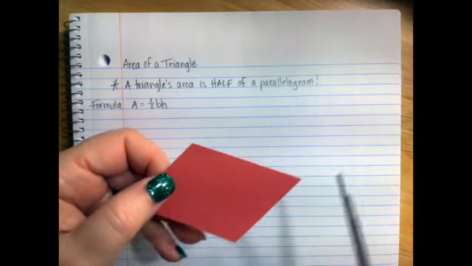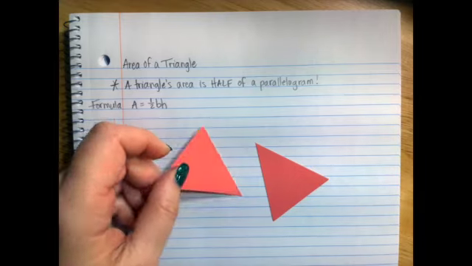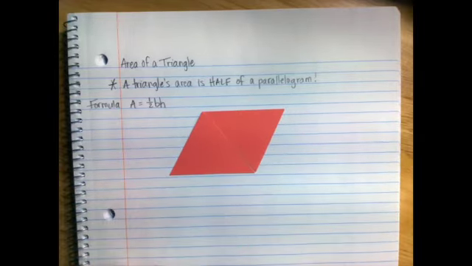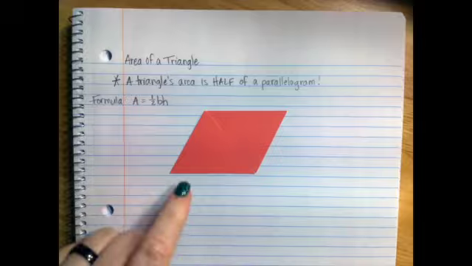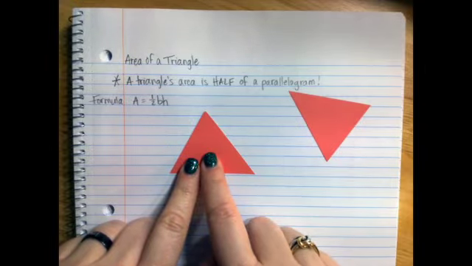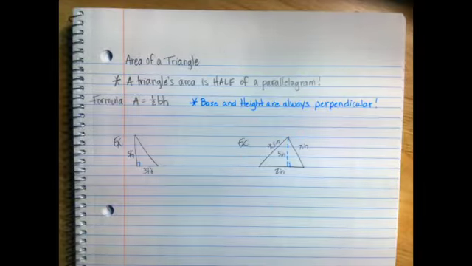Same thing goes for a parallelogram. If I were to cut this in half, it created two triangles, but when I put them together, it creates that parallelogram. But if I cut it in half, like I said, then this is half the area of the whole thing. All right, so some magic happened here.